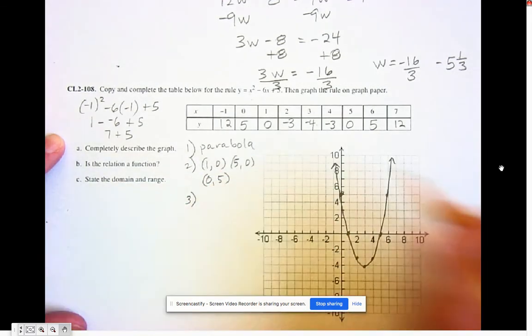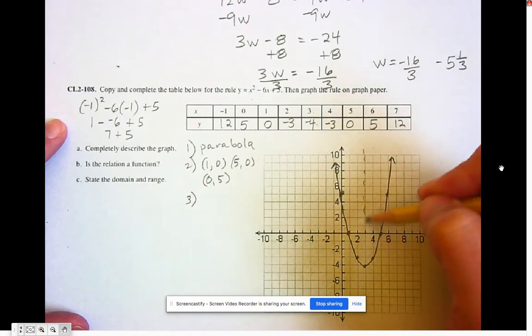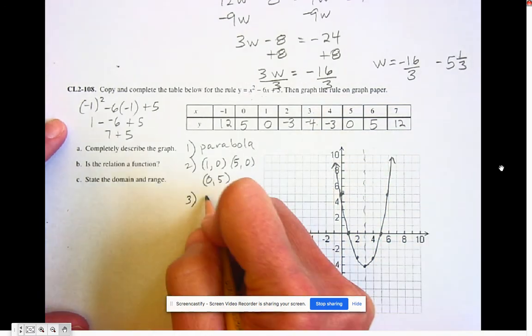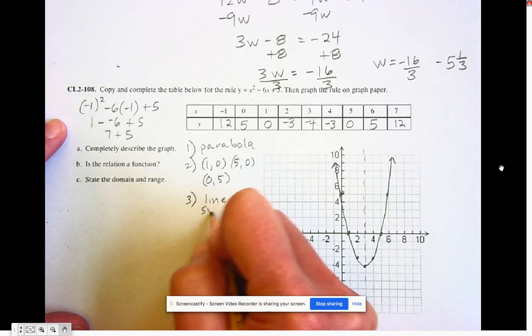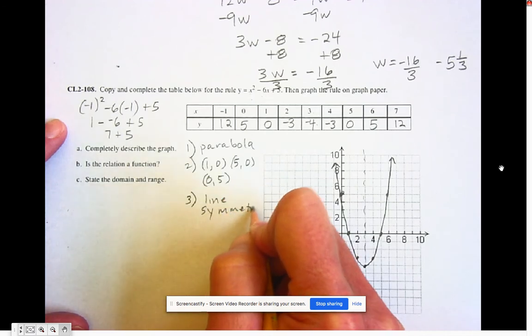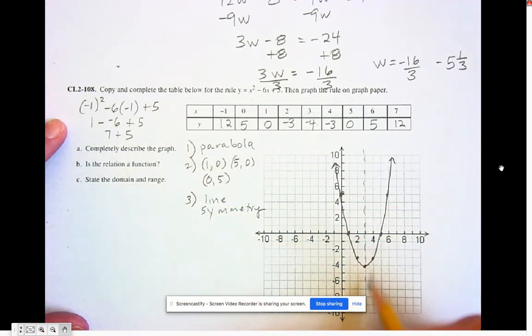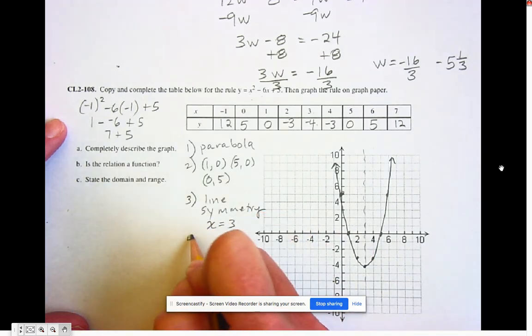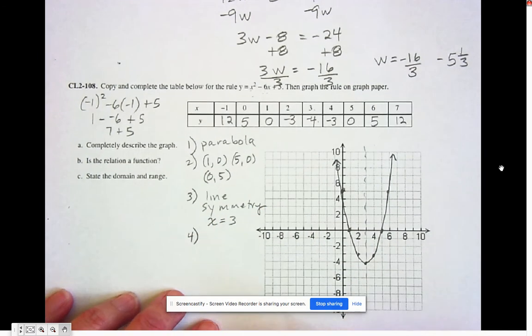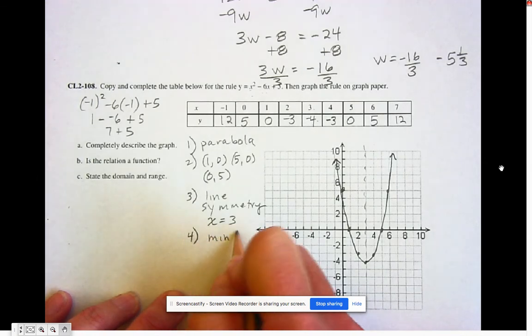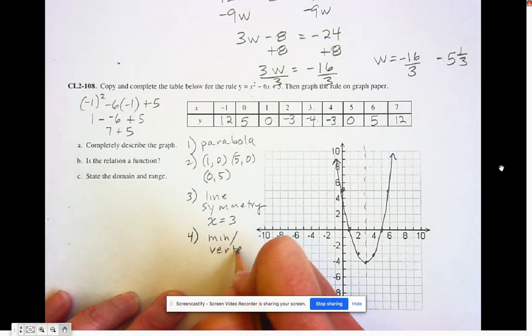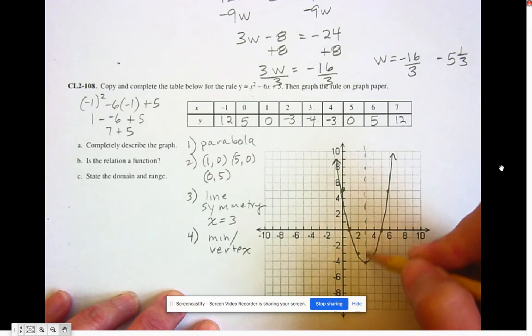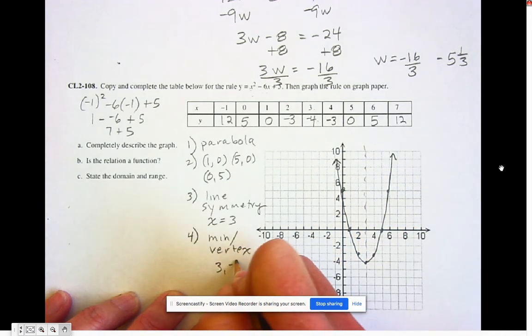Does it have any symmetry? It looks like it does. It's got line symmetry at x equals 3. Let's see, does it have any special points? Yeah, it's got a minimum, which is also the vertex, at the point (3, negative 4).